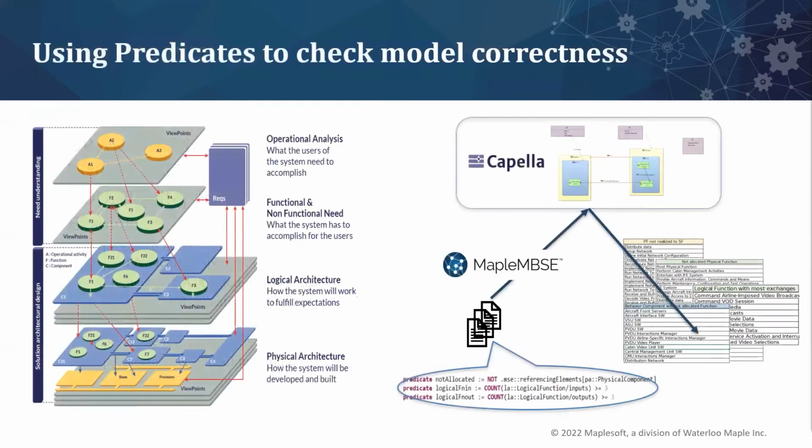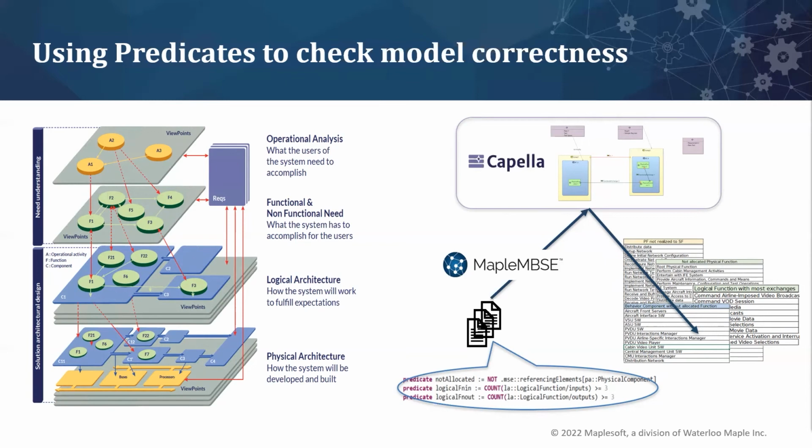To check the predicates and to check the model correctness, you can apply them at different levels of your model development. It could be at your operational level, your logical level, or your physical architecture level and so on. All you need to do is define your predicates and connect MapleMBSE to the Capella model, and based on that, you will generate your own views based on these queries.